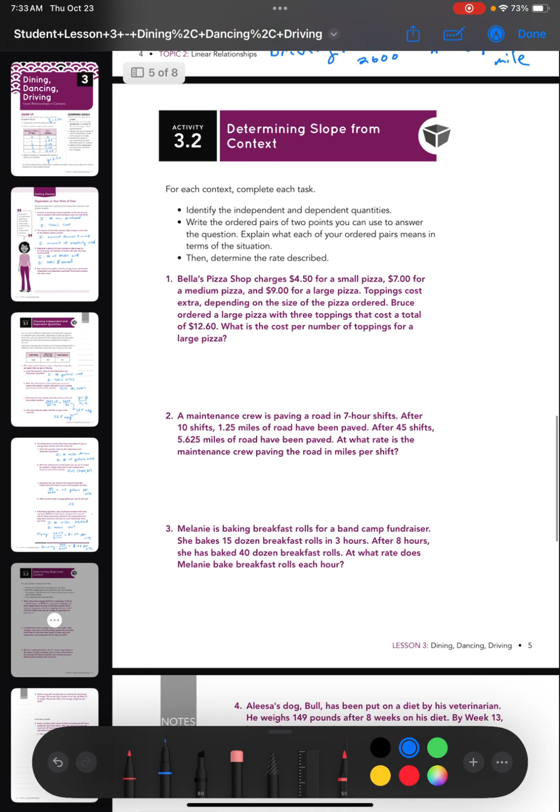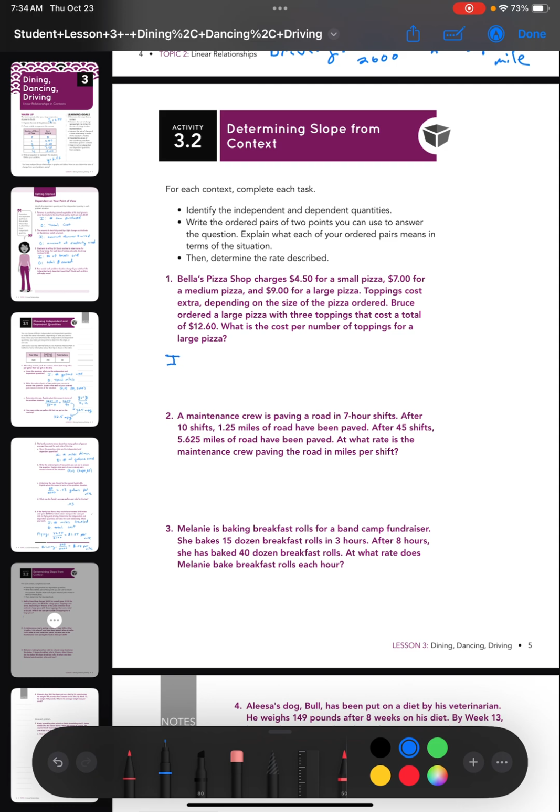All right, activity 3.2, determining slope from the context. So we're going to identify independent, dependent quantities, write order pairs of 2 points you can use to answer the question, and we're going to then determine the rate for the situation. So Bella's Pizza Shop charges $4.50 for a small, $7 for a medium, $9 for a large pizza. Toppings cost extra, depending on the size of the pizza ordered. Bruce ordered a large pizza with 3 toppings that cost a total of $12.60. What is his cost per number of toppings?